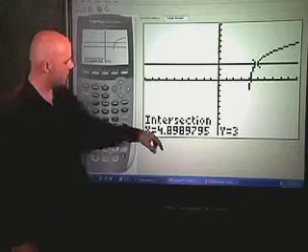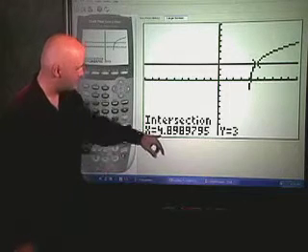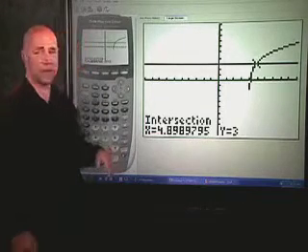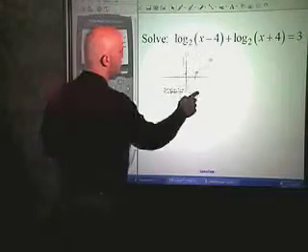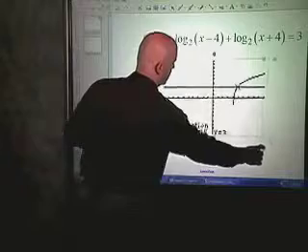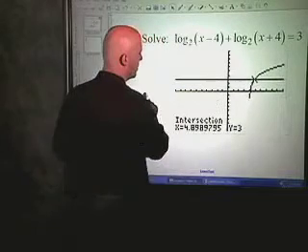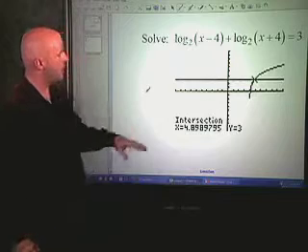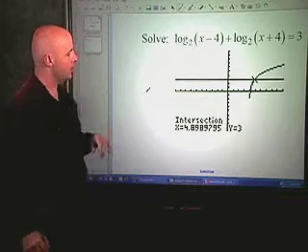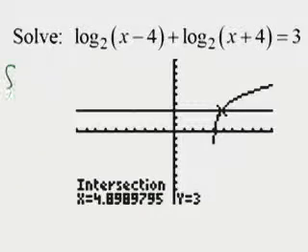And we get our intersection point is roughly about 4.899. So we'll go ahead and drag that over. So using our graphing utility, you can see that the solution set to this equation will be roughly 4.899.